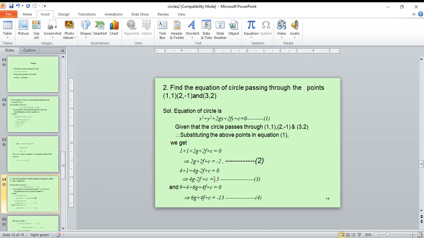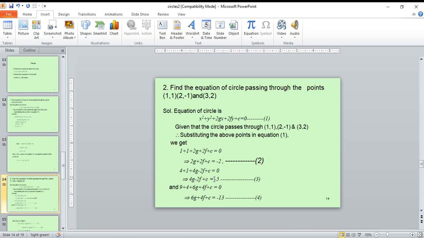Find the equation of a circle passing through the points 1 comma 1, 2 comma minus 1 and 3 comma 2. As before, the equation of the circle is x square plus y square plus 2gx plus 2fy plus c equal to 0, given that the circle passes through 1 comma 1, 2 comma minus 1 and 3 comma 2. Substitute the first point, x equal to 1, y equal to 1: 1 square plus 1 square plus 2g into 1 plus 2f into 1 plus c equal to 0. That is 2g plus 2f plus c equal to minus 2, taking 1 plus 1 is 2 to the right side.